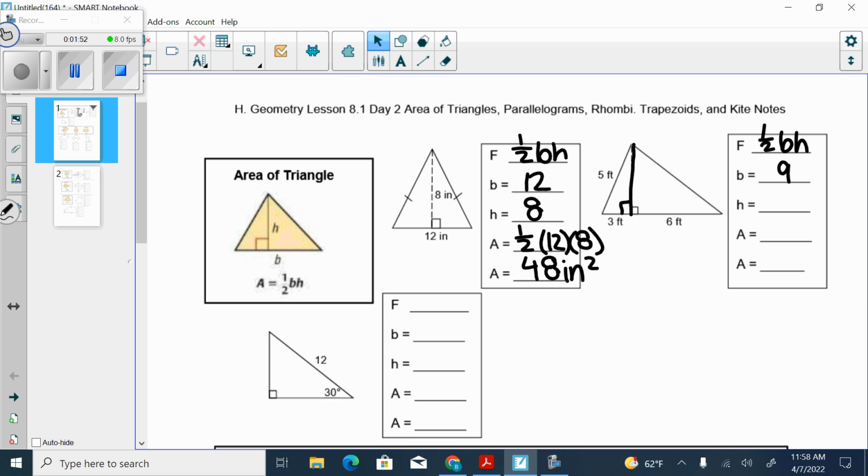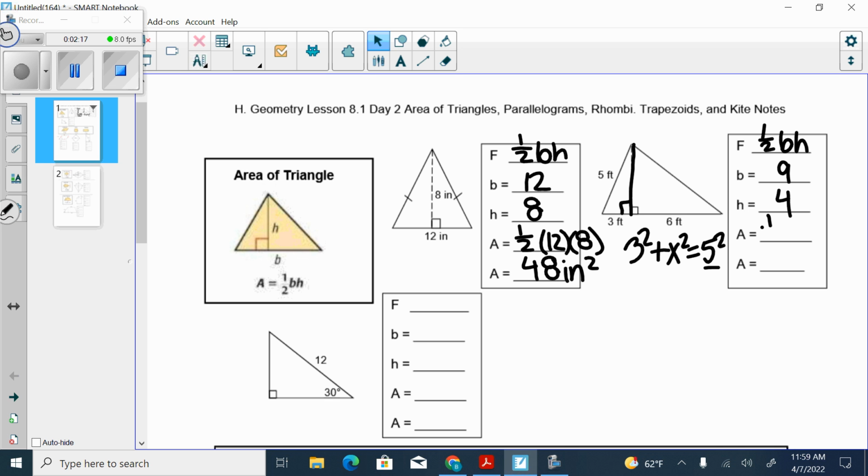I don't know what it is, but I do know that this side is 5 and this side is 3, so what could we use to find it? Pythagorean theorem. And this is actually one of our Pythagorean triples. Anybody know what it should be? Okay, well, the hypotenuse is 5, so it can't be bigger than that. 4. All right, so height is 4.